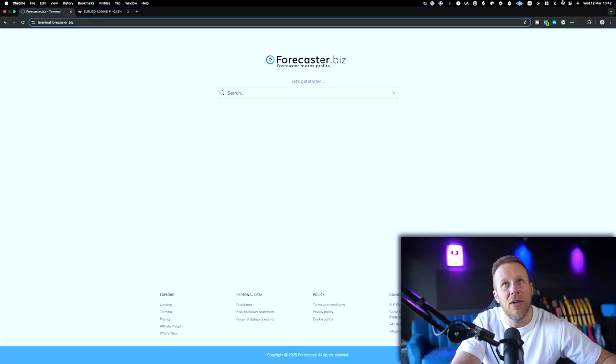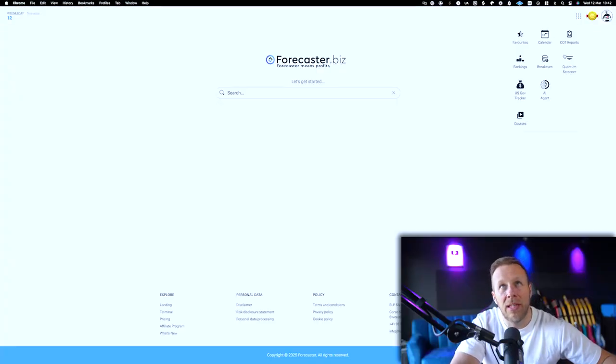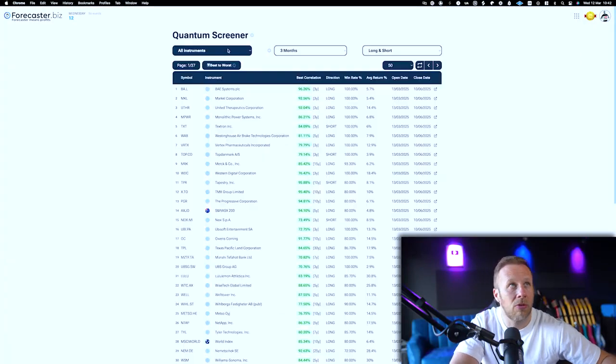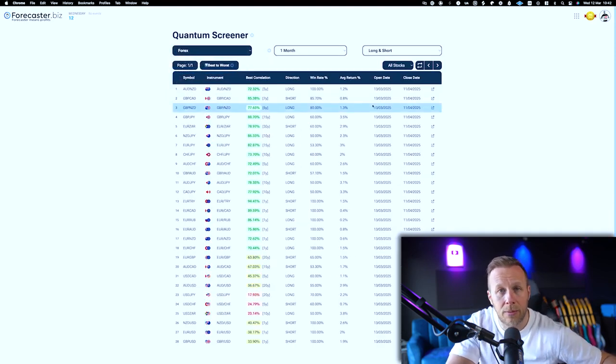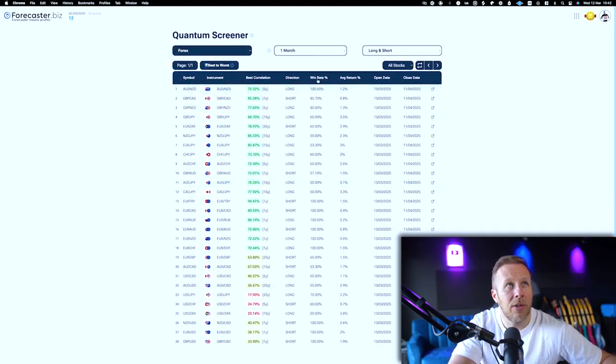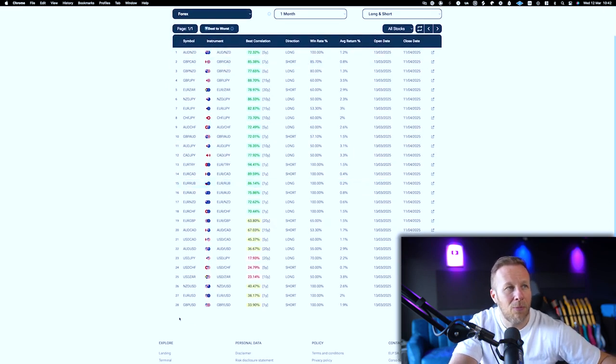So let's first of all go over to the euro dollar. So I'm going to go to the quantum screener. I'm going to go to 1 month because I'm looking for a short time horizon, and I'm looking for Forex market. And you can see we've got some great ones up here, but down the bottom, right down the bottom, is the euro dollar. Okay, now it does say short, and it says 100% win rate.